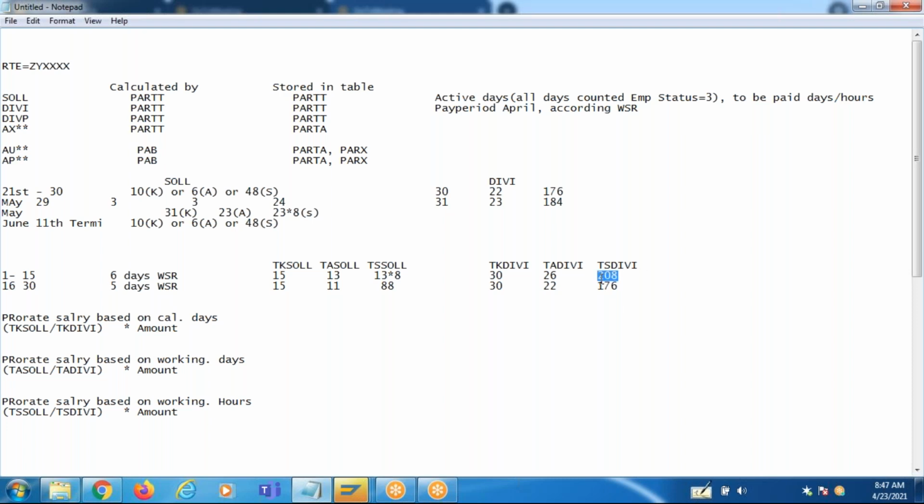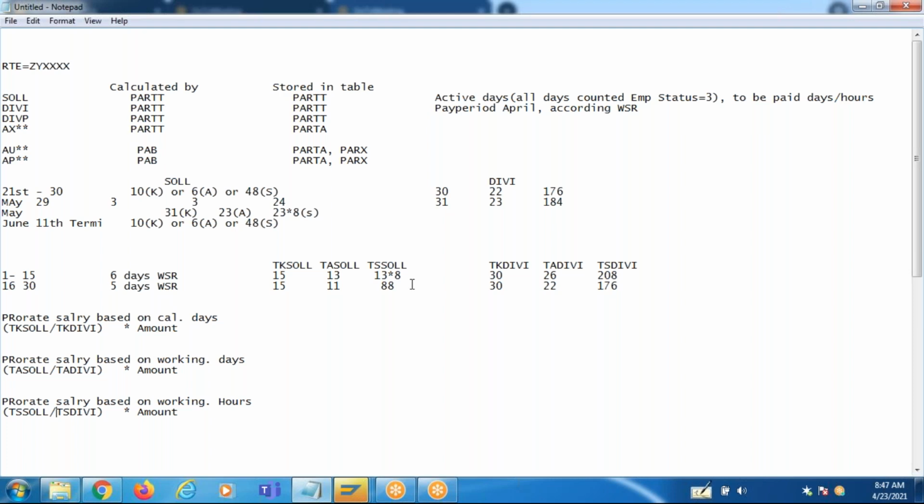According to the plan working time, how many hours are here? 208. The first period hourly rate would be amount divided by 208. The second period hourly rate would be amount divided by 176. So that's what is USDA. Is this clear?